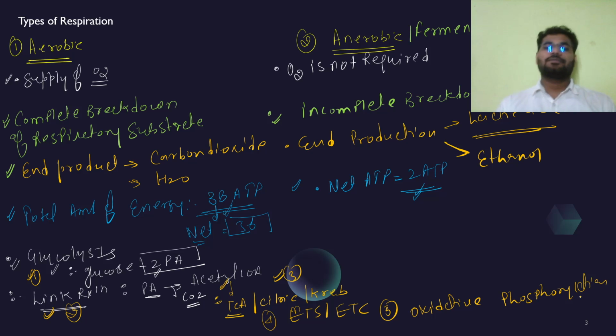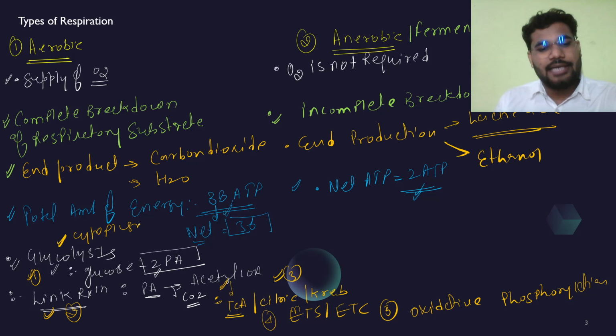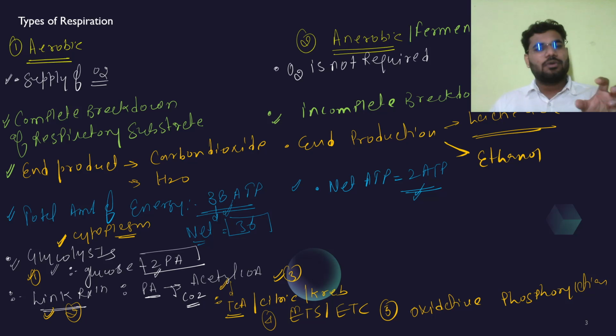So what is oxidative phosphorylation? In oxidative phosphorylation, there is actually formation of ATP. Now let me explain once more the steps in aerobic respiration. Glycolysis is common to both aerobic as well as anaerobic respiration. Glycolysis occurs in the cytoplasm of a cell. Glycolysis helps to convert glucose into pyruvic acid.